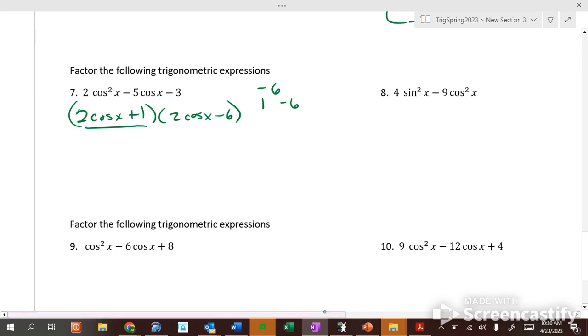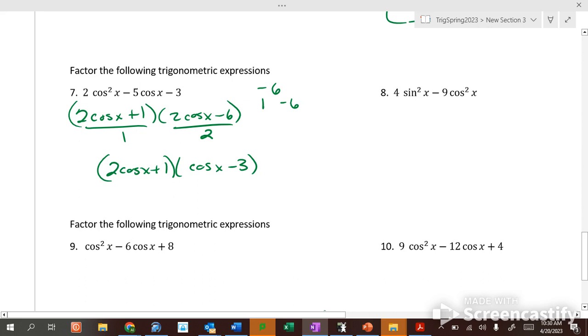Greatest common factor of these two is 1. Greatest common factor of these two is 2. So you divide by those. So it's 2 cosine of x plus 1 and cosine of x minus 3. So it's 2 cosine squared of x. Outers is minus 6 cosine of x. Inners is plus cosine of x. So that makes negative 5 cosine of x minus 3.